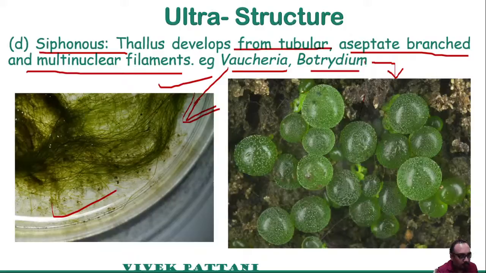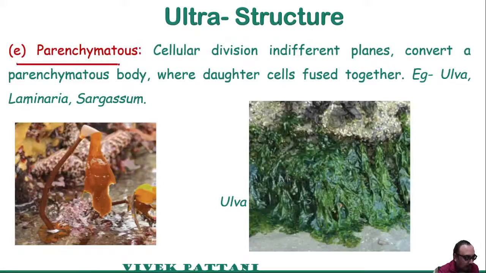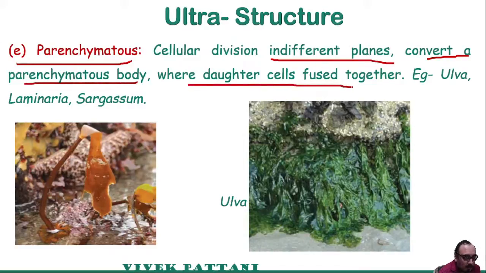Okay, so the next one, parenchymatous. The cellular division in different planes converts into a parenchymatous body where the daughter cells are fused together, okay, and the examples include Ulva, Laminaria and Sargassum.